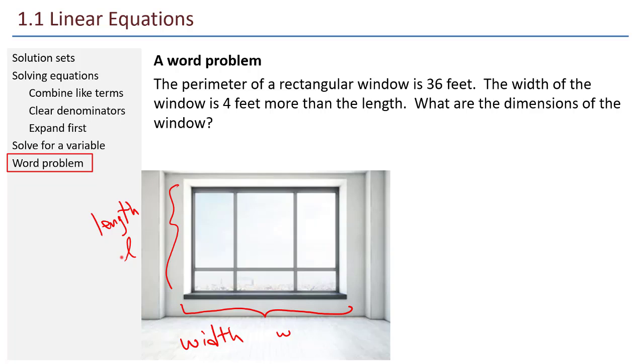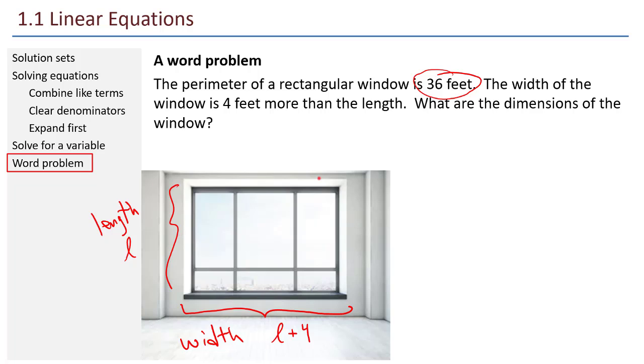I only need one variable. In fact, I'd only want to use one variable. Instead of calling that width W, let's call it L plus 4. Now, both dimensions are determined with just one variable. I haven't used the fact yet that the perimeter is 36 feet. How do we get that?